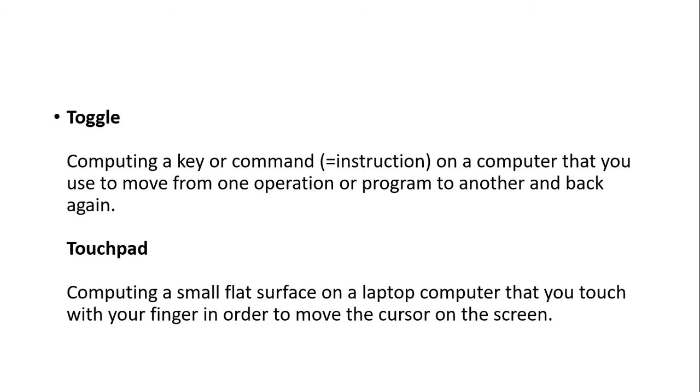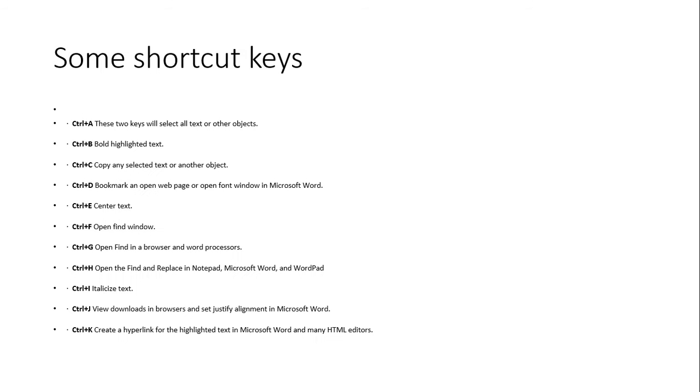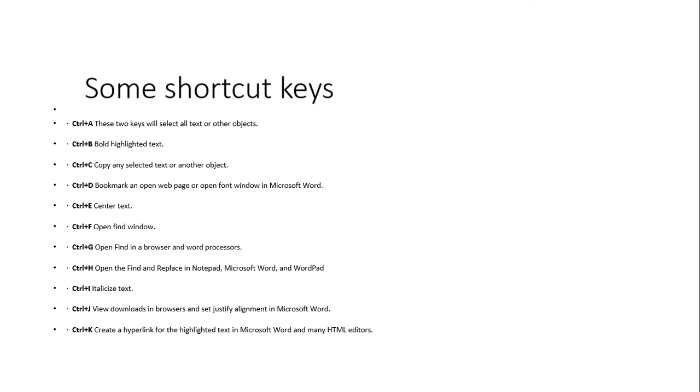Now let us know about some common shortcut keys. Number 1. Control plus A. These two keys will select all text or other objects. Control plus B. Bold highlighted text. Control plus C. Copy any selected text or another object. Control plus D. Bookmark an open web page or open the font window in Microsoft Word.